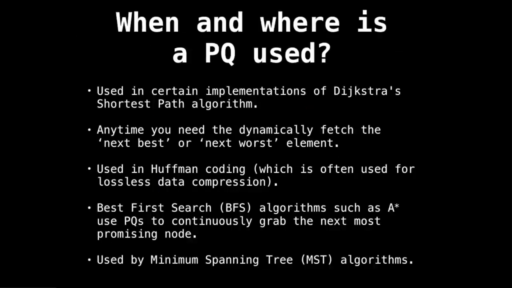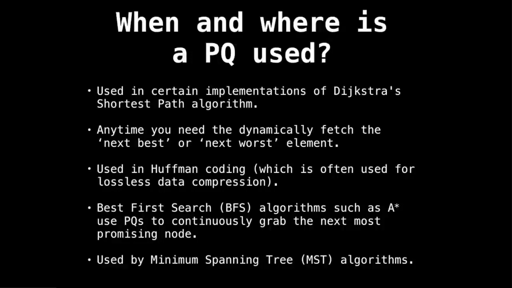So when and where is a priority queue and a heap used? Probably one of the most popular places we see priority queues is in Dijkstra's shortest path algorithm to fetch the next nodes we explore. Priority queues are really handy anytime you also need a behavior in which you need to dynamically fetch the next best or the next worst element.